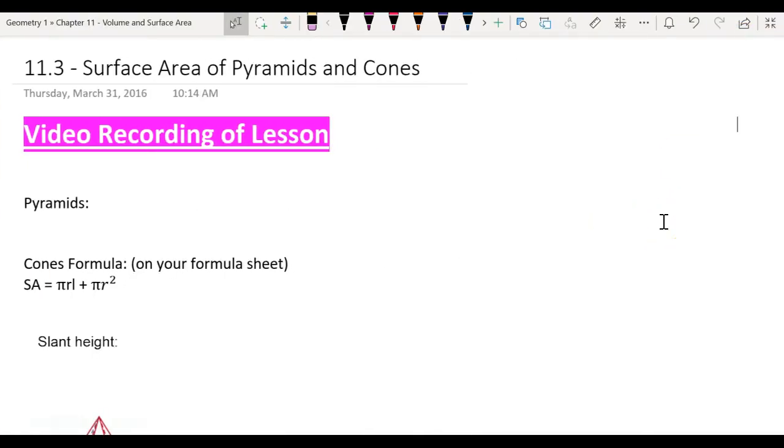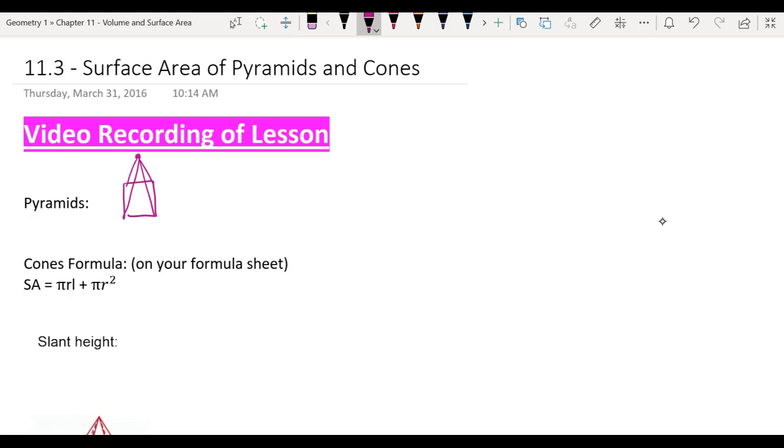So 11.3, surface area of pyramids and cones. There's going to be two pyramids that you see today on your IXL. The first one is going to be a square pyramid. Okay, so your bottom is a square, and it has a point at the top.